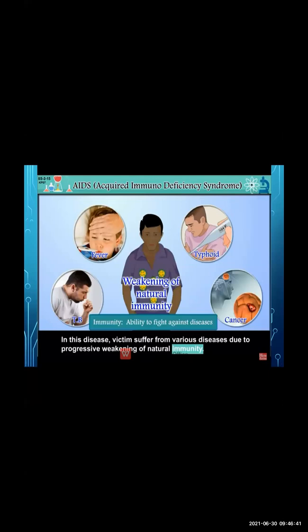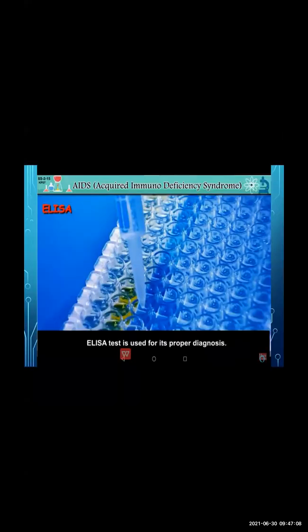Okay, so again and again in this corona pandemic situation, people are advised to increase the immunity power. What does immunity mean? To increase the disease fighting resistance. If you increase your immunity power, your body will be able to fight against the germs. So that is one of the reasons that you are supposed to increase your immunity power to fight against any disease. So this immunity power gets weakened in the AIDS person. So this is the ELISA test for AIDS. Okay, this is one of the ELISA tests used for proper diagnosis of AIDS.